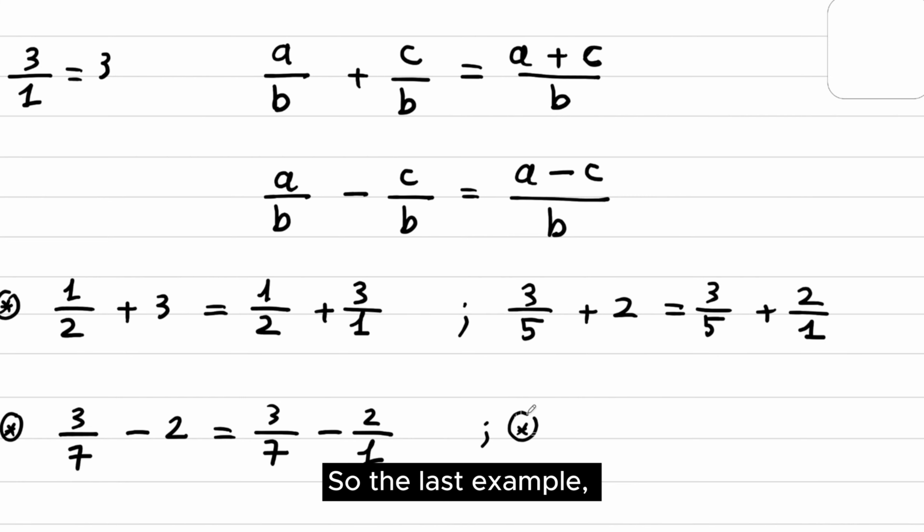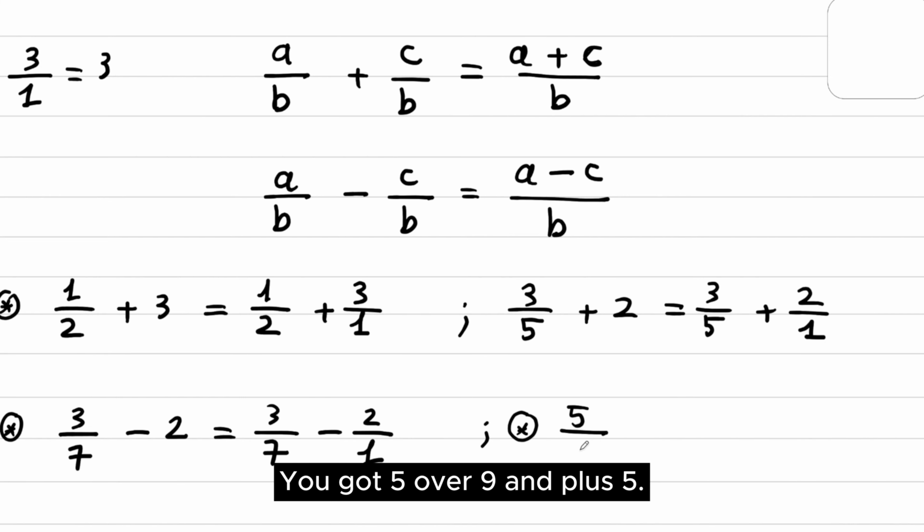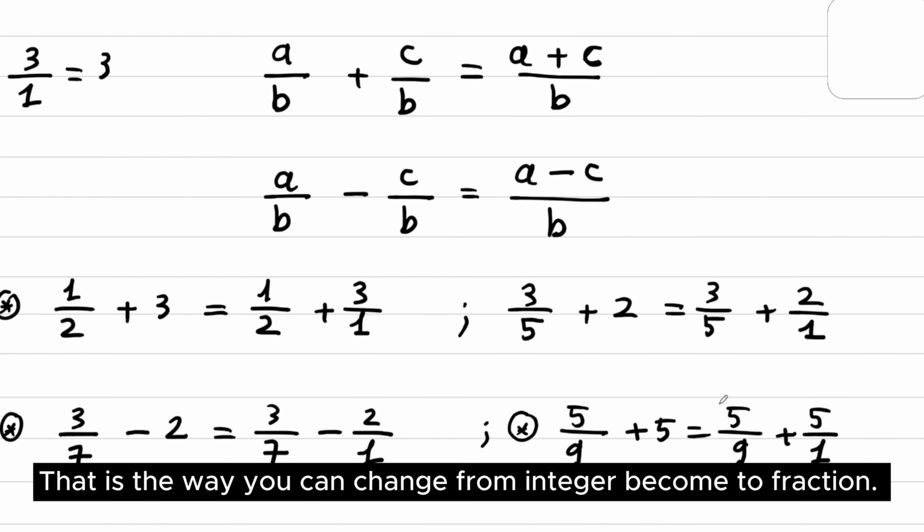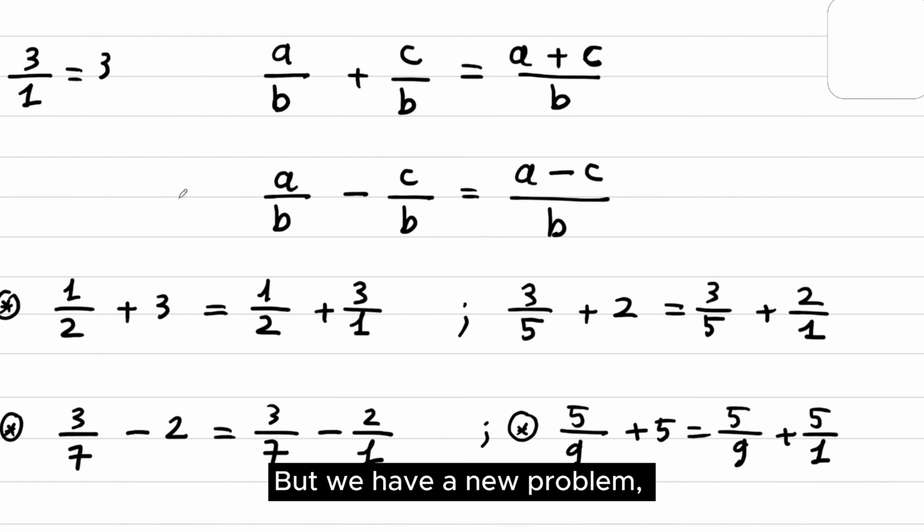Okay, so the last example, you got 5 over 9 and plus 5. Plus 5 means 5 over 1, like this. Yeah, that is the way you can change from an integer to a fraction. But we have a new problem.